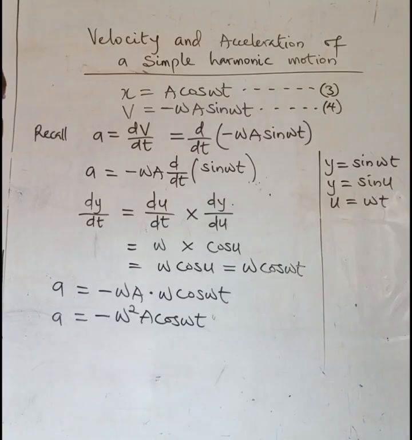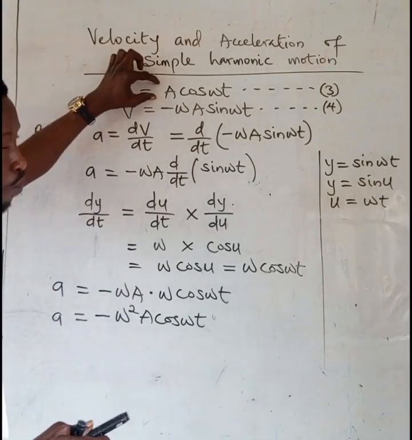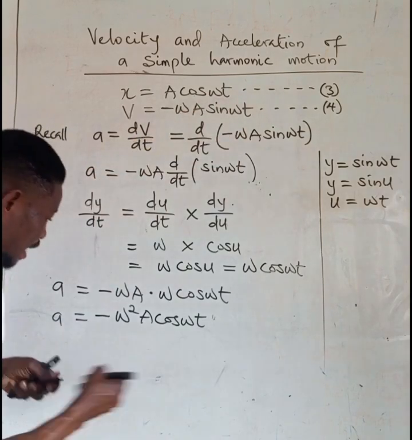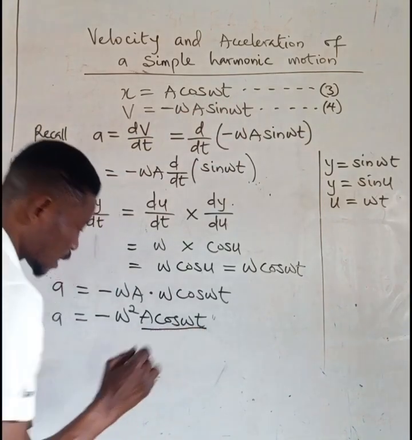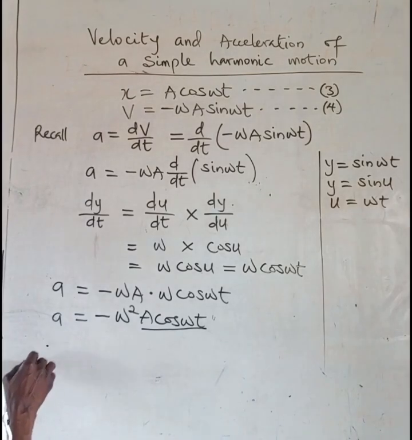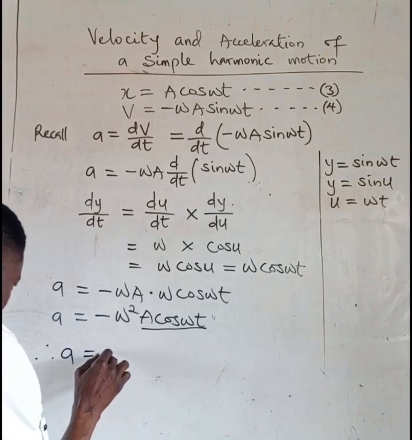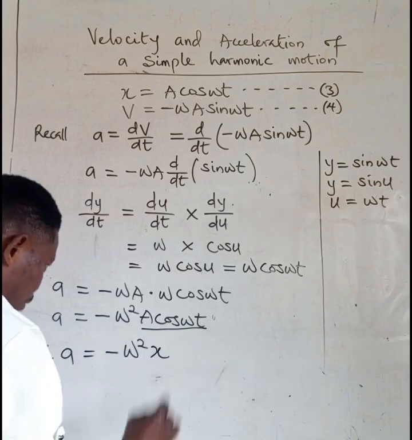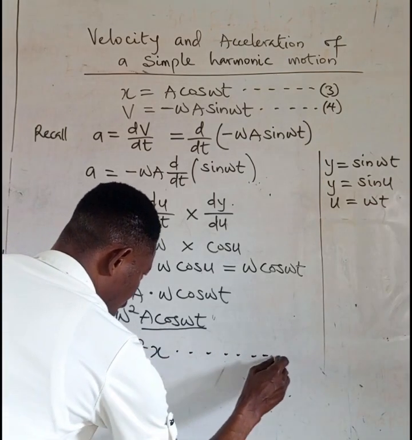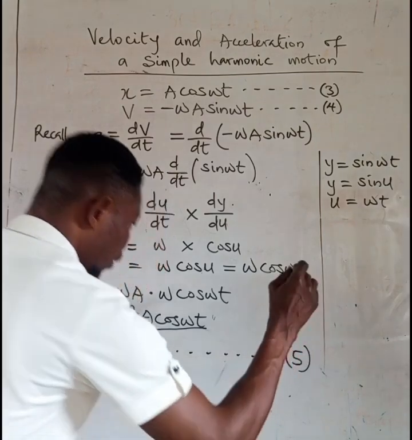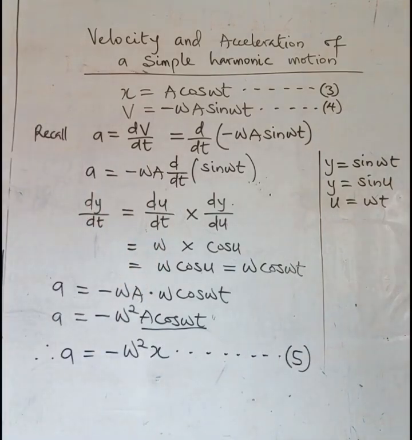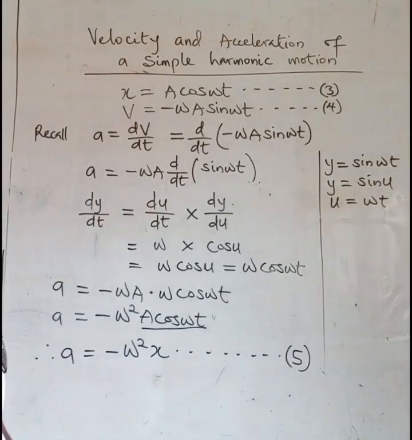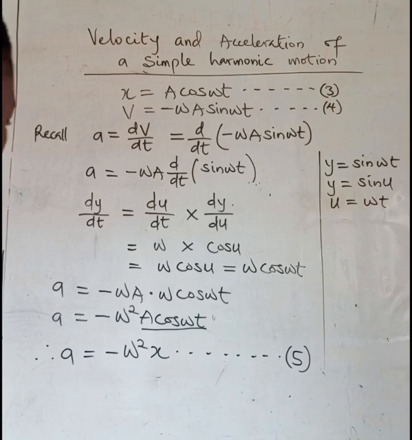But we can actually simplify this further. If you look at equation number 3, it says that x is equal to A cos omega t, and that is identical to this. A cos omega t is equal to x. Therefore, a is equal to minus omega squared times x. We will call this our equation number 5. So equation number 5 gives us the formula for calculating the acceleration of a simple harmonic motion.